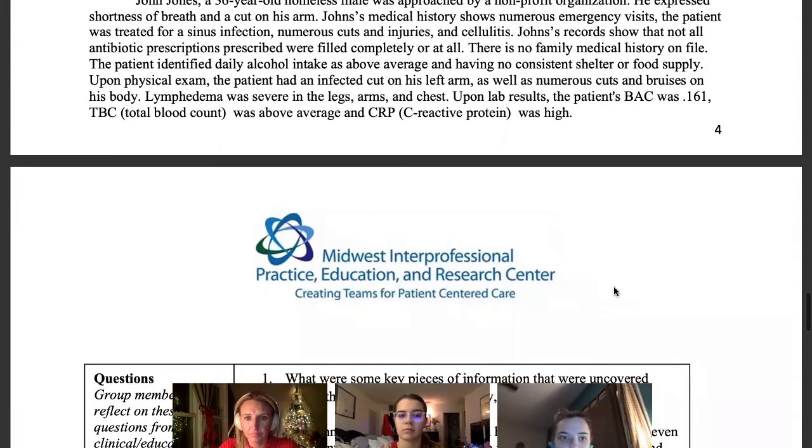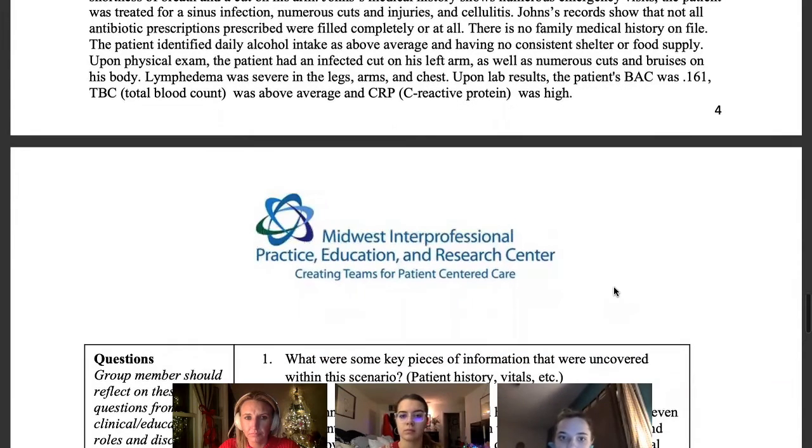Upon physical exam, John had an infected cut on his left arm, as well as numerous cuts and bruises on his whole body. Lymphedema was severe in his legs, arms, and chest as well. His lab results showed that the patient's blood alcohol content was 0.161. His white blood cell count was above average, and his C-reactive protein was high as well.